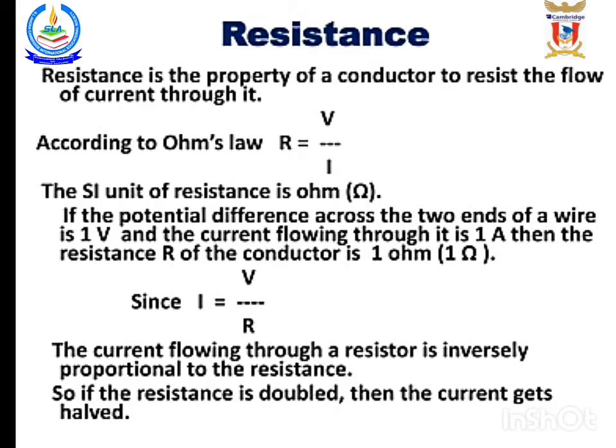So according to Ohm's law, R is equal to V upon I, and the unit of resistance is ohm. This is the symbol of ohm. If the potential difference across the two ends of a wire is 1 volt and the current flowing through it is 1 ampere, then the resistance of the conductor is 1 ohm. This is the definition of 1 ohm, the definition of the unit of resistance.